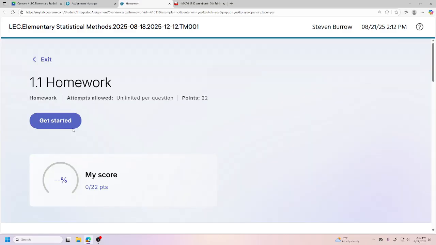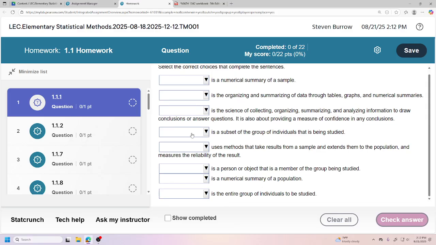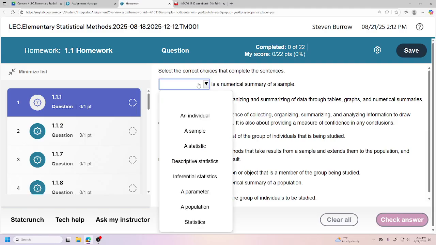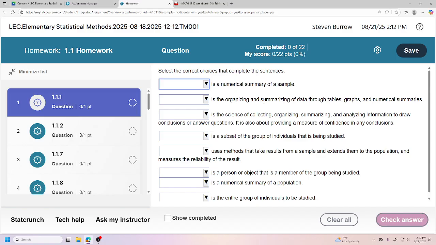So the very first homework section, 1.1, the very first question is, whoom. It's like, bam, you got all this? And this is where the workbook is going to come in handy. I'm going to basically scan through the workbook and try to find these definitions. Because I don't know them all, I have to kind of look. So it says blank is a numerical survey of a sample, and we got a ton of options. Do you see that? Organizing, summarizing data through blah, blah, blah.